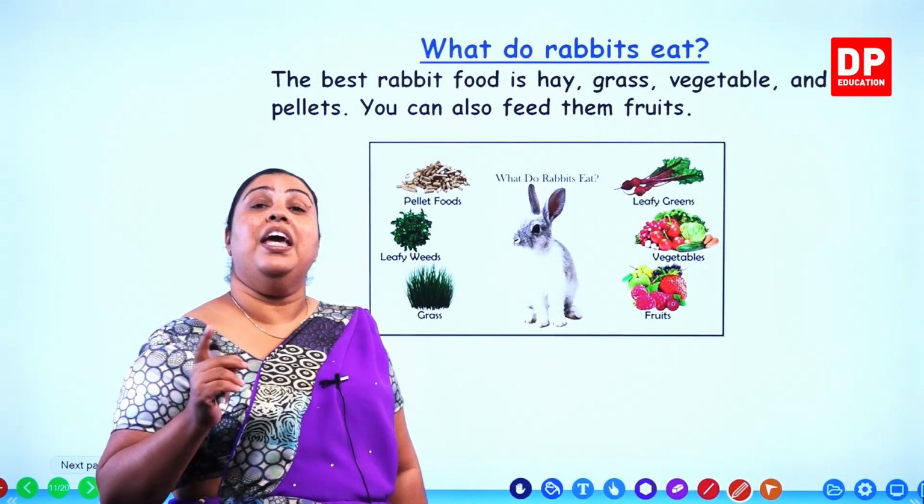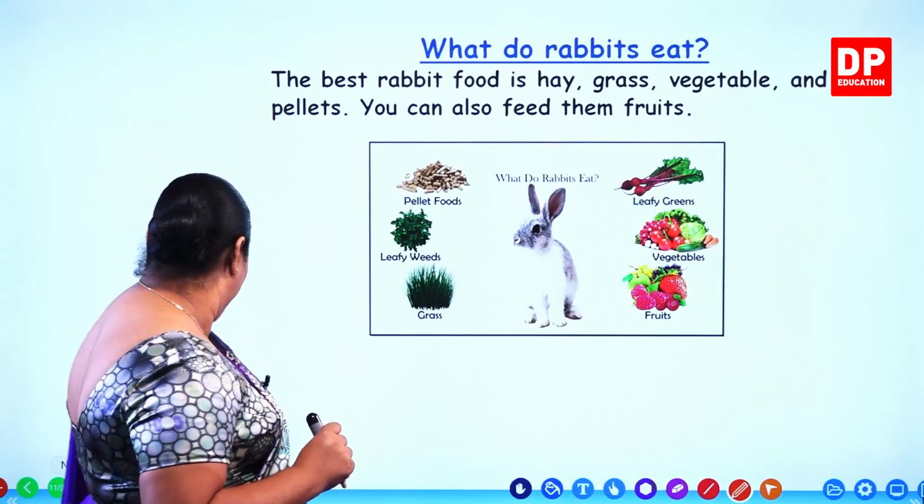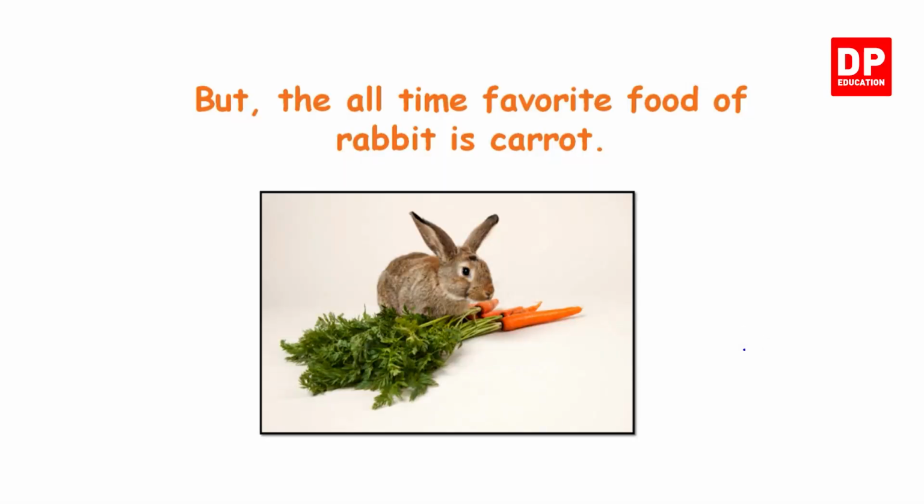But what is his favorite food? What do rabbits like to eat the most? The rabbits like to eat carrots. But the all-time favorite food of rabbit is carrot.